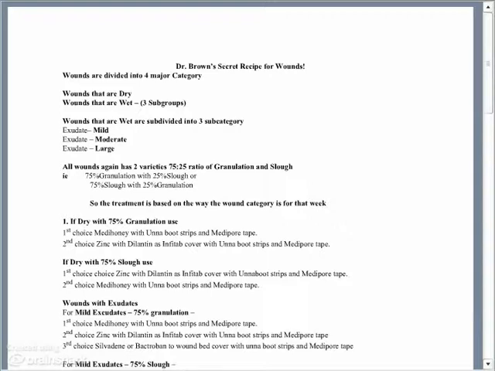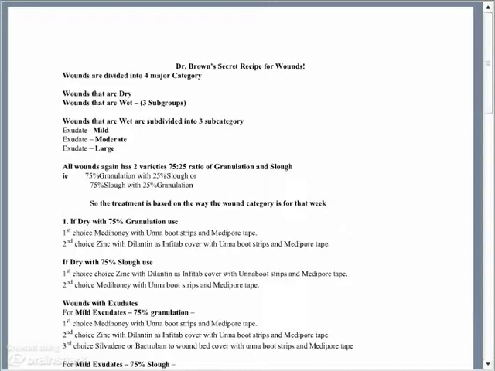And for wounds with exudates, let's say mild, moderate, or large exudates, the choices would be similar. If there is more granulation tissue, I start with Medihoney and Unna strips with the Mediport tape. If it is more of a slough, then I prefer to start with Dilantin and zinc. But in the first week, I tend to first start off with Medihoney just to see how the tissue responds, so that it's soothing, and then I will rotate the products.